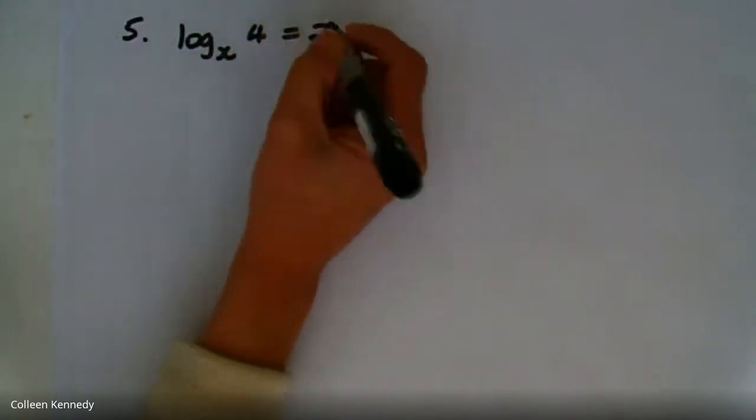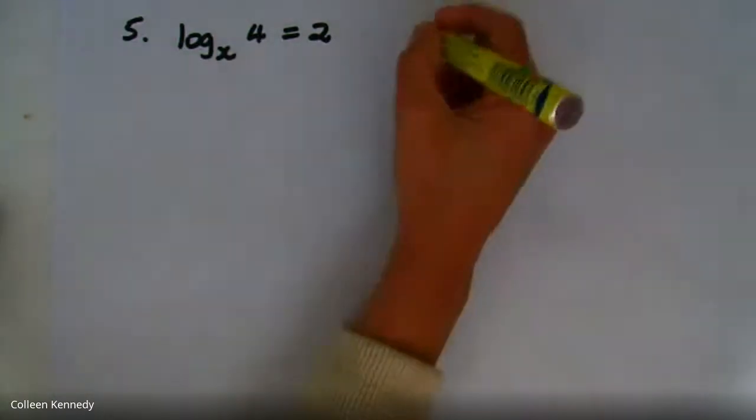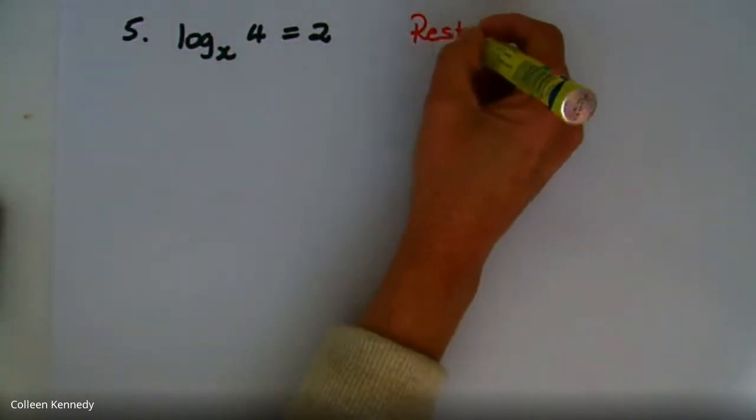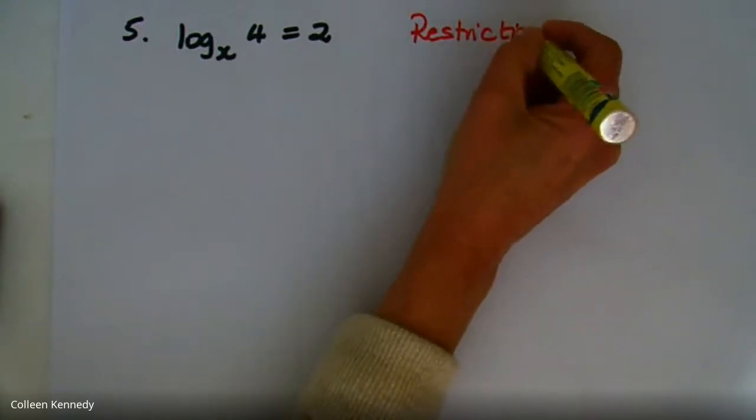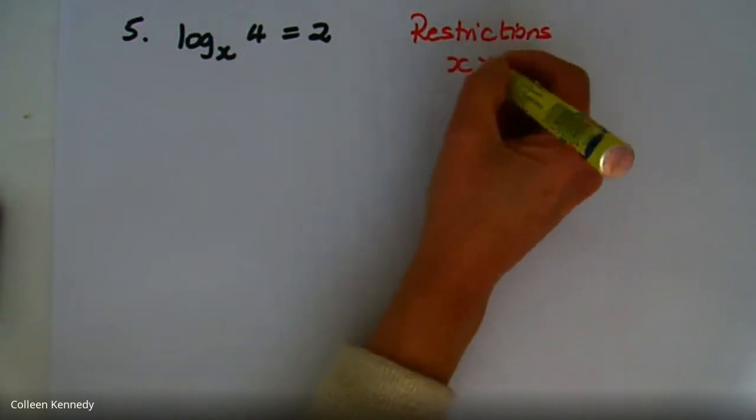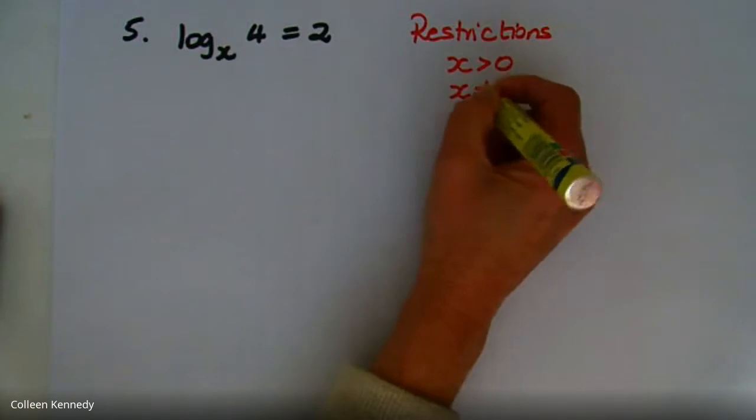Okay, thanks. All right, so for completeness, let's find a base like we did yesterday in the equation we did in class. We have log to the base x of 4 equals 2. So now we're finding a base, and again there are restrictions.